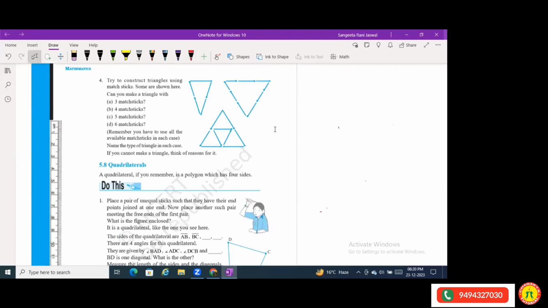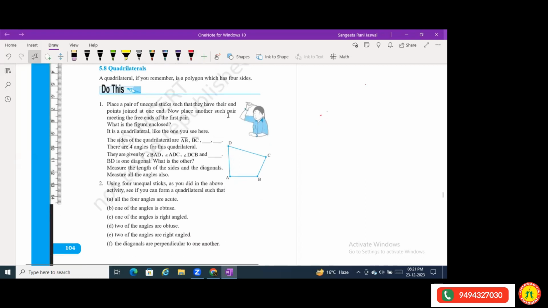Now, the next one is an activity. Here, you have to do this with matchsticks. So, I'm leaving this. This is an activity. Okay, come to next. The exercise is over then. Okay, let's move further. Coming to quadrilaterals now.